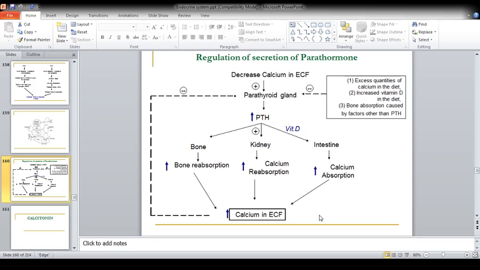Apart from this calcium, we also take some dietary calcium. So the excess quantity of calcium in diet, or increased vitamin D in diet, or bone absorption caused by factors other than parathyroid hormone, all of these things would also cause increased calcium in the extracellular fluid. And this increased calcium would also give negative feedback to the parathyroid gland to stop the release of any more parathyroid hormone. So this is how the regulation of secretion of parathyroid hormone is carried out.